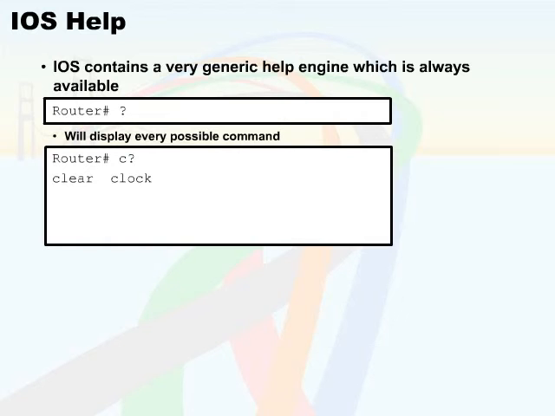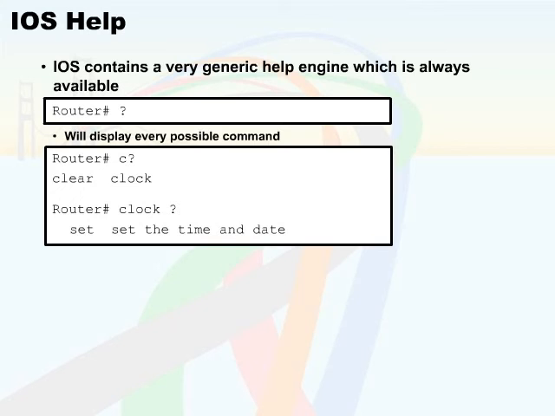Let's say that I was trying to set the clock on my router so that I have accurate timestamps for when things happen. However, I do not quite remember what the clock command looks like. Well, let's go ahead and use the iOS help to figure it out. What I can do is use one of the features of help, which is to execute the command itself. Type clock, put a space, and then put a question mark. It's going to give me the next part of the command. So in this case, we have clock set.